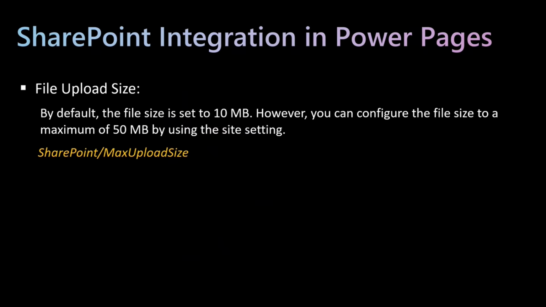You have to create a site setting. So site setting we already discussed in our earlier session. So we have to head over to the Portal Management app, and we have to go to the Site Setting components, and we have to create this SharePoint max upload size site setting, and the value needs to be set to true. Okay, so this is about the file upload size.